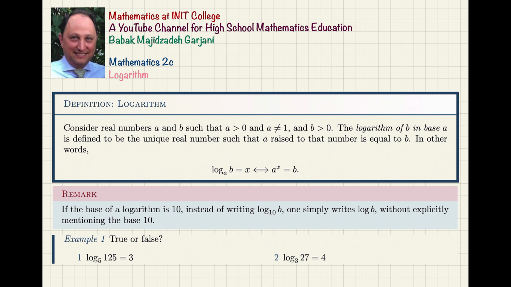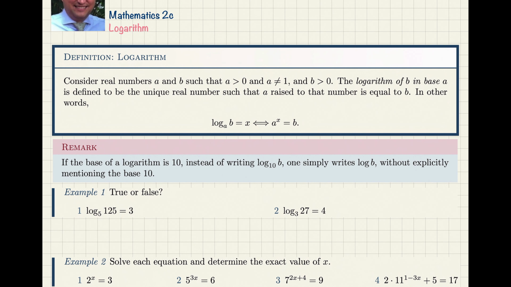Before we continue, let me give you a remark. If the base of a logarithm is 10, instead of writing log of b in base 10, one simply writes log of b. So if you see the base is absent in the symbol for log, it means the base is 10. When you see log of any number, it means log of that number in base 10. This is extremely important.